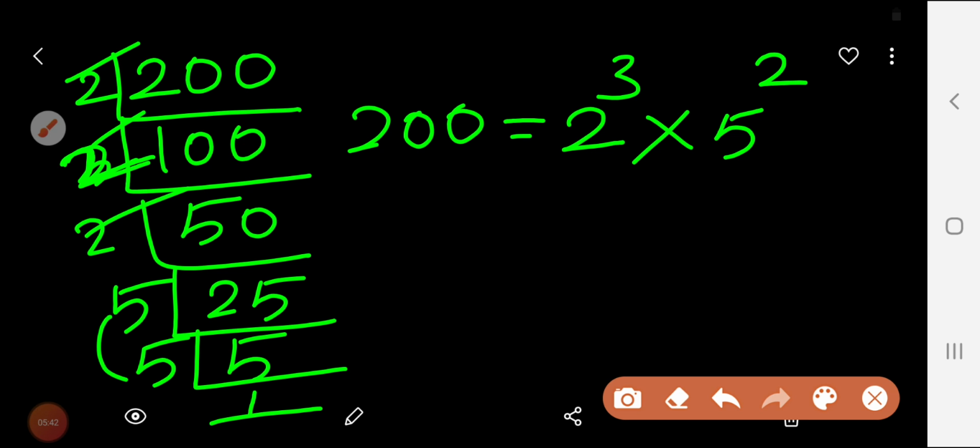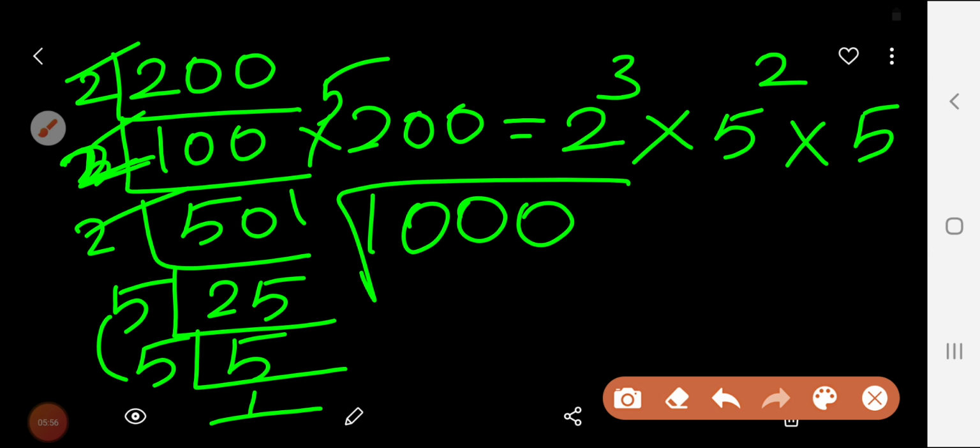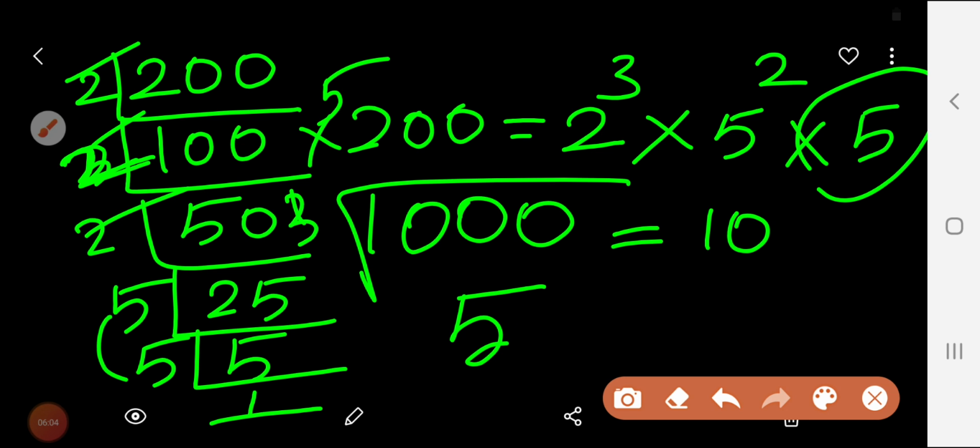So we have to multiply one more 5, then it will be a perfect cube. So we have to multiply by 5. We will get 5 2s are 10, 1000. So 1000 is the perfect cube number. We know that the cube root of 1000 is 10. So the smallest number we require is 5. By multiplying 5 with 200, we will get the perfect cube, that is 1000.